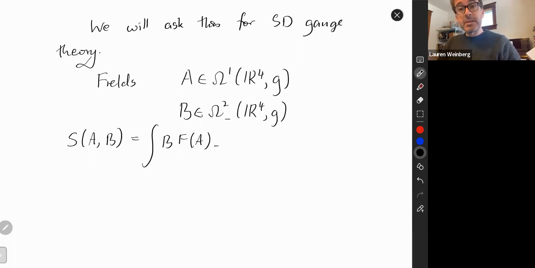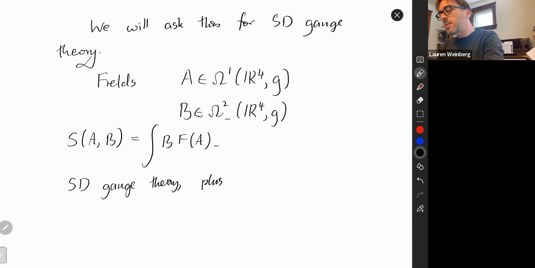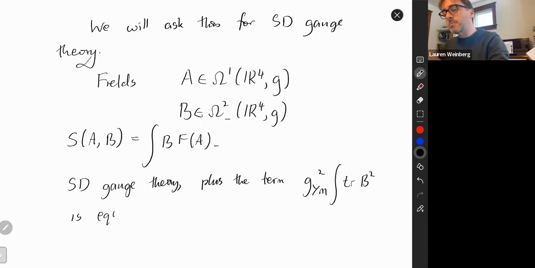The reason this is an interesting thing to consider is that if we take self-dual gauge theory plus the term g_YM squared trace B squared, it is equivalent to ordinary Yang-Mills.